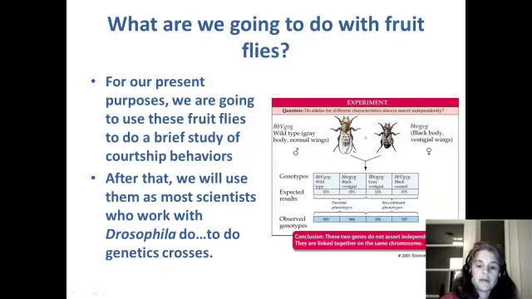But most importantly, we are going to use the fruit flies through a large chunk of the year, at least certainly the first semester, to help with our genetics unit as we look at the results we get when we do crosses with flies that possess different kinds of traits. So that's what we're going to be doing with them.